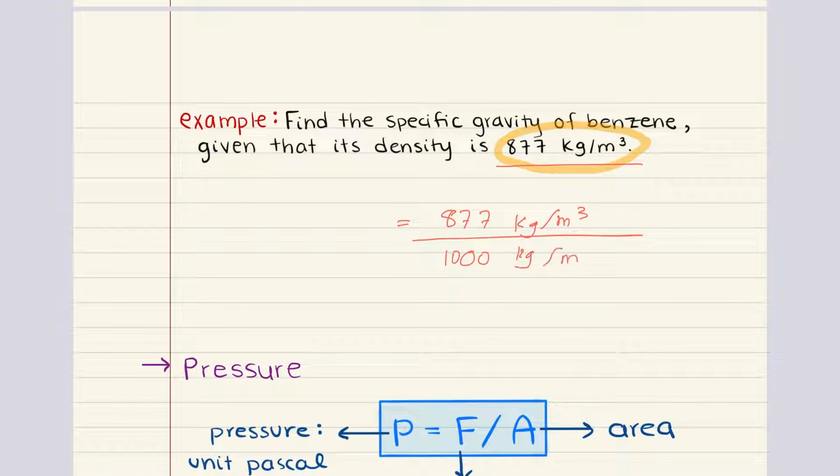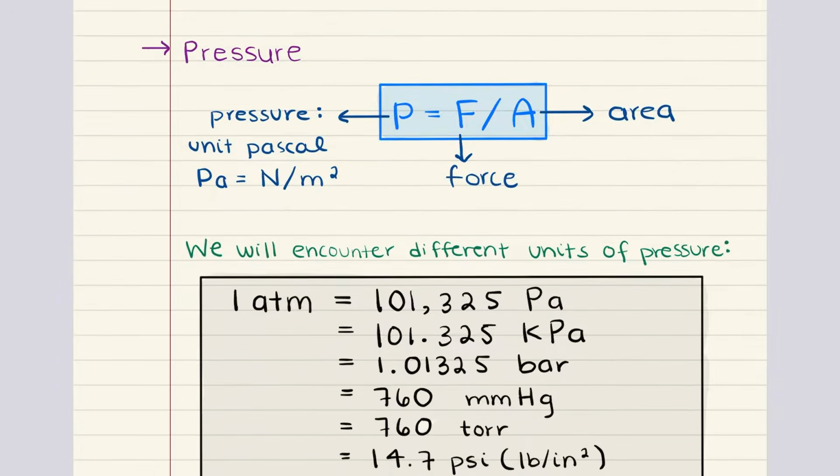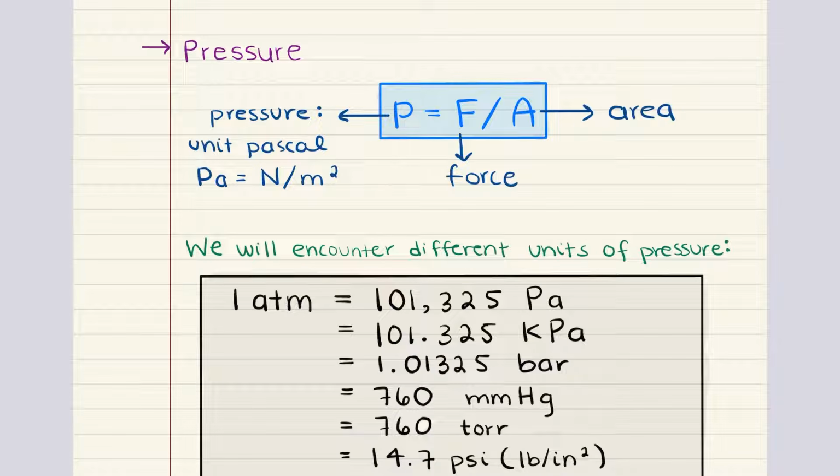So now we have 877 kilograms per cubic meter divided by 1,000 kilograms per cubic meter. Again, this is the density of benzene. This is the density of water. Taking this ratio gives us the specific gravity, which is equal to 0.877. And there we have it. We solved this problem. Now, another characteristic of fluids that we want to discuss is pressure.